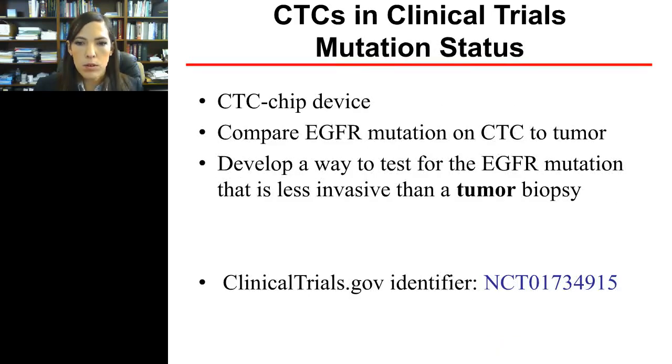And the last example that I'll give of an ongoing clinical trial involving circulating tumor cells is one using the CTC Chip device that I'll explain a little bit more in a minute. This clinical trial is looking at comparing the EGFR mutation on the CTC to the tumor itself. Everyone believes that CTCs have great promise to be used as a surrogate for a tumor biopsy because it's less invasive to the patient and can be done more often.